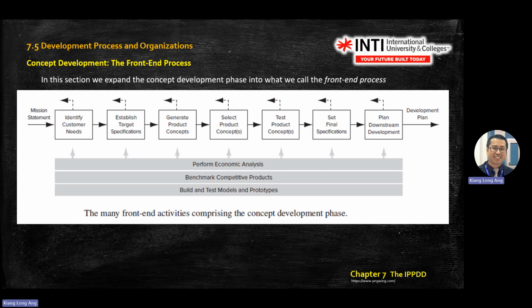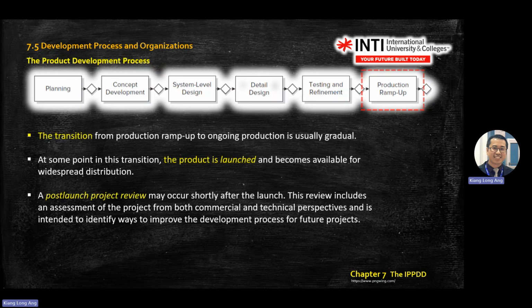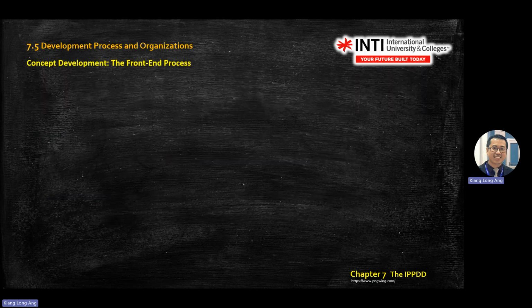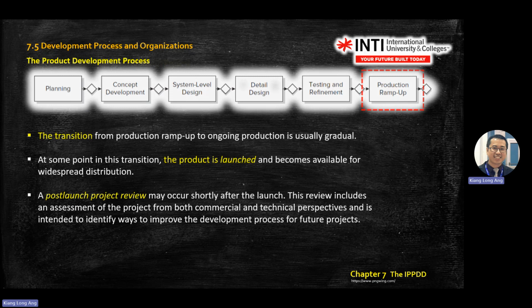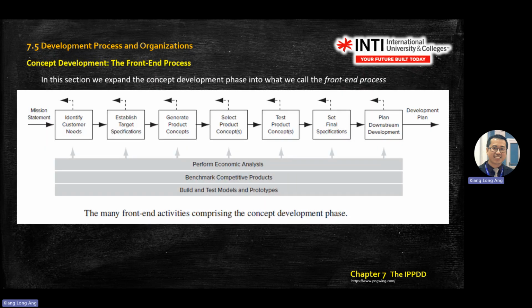Okay. So this is also another diagram that might come out and ask you. So just memorize. If the question asks you concept development, don't confuse this diagram with this diagram. This is for product development, 1, 2, 3, 4, 5, 6. This is for concept development. One is product, one is concept. And this is your front end process. You start with the mission statement, customer need, and so on.